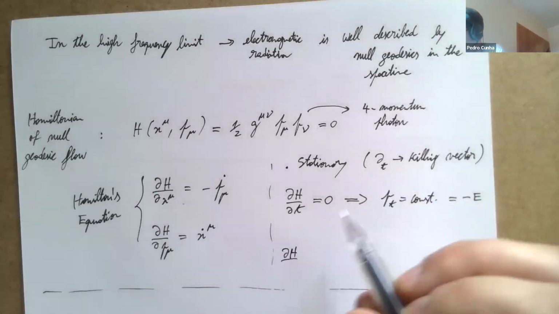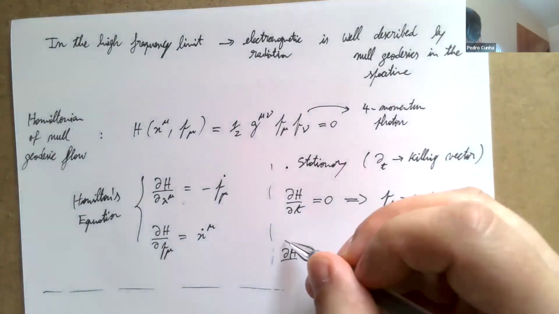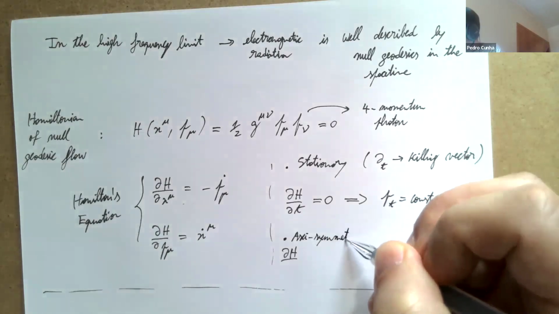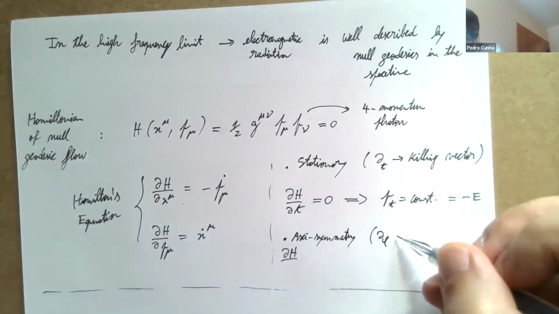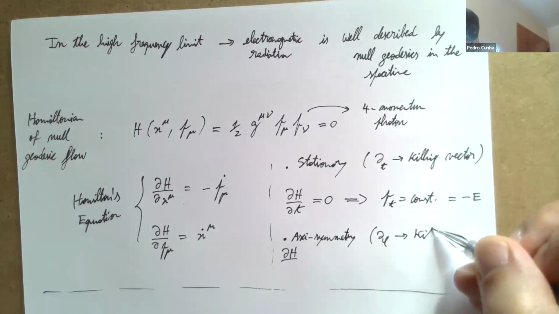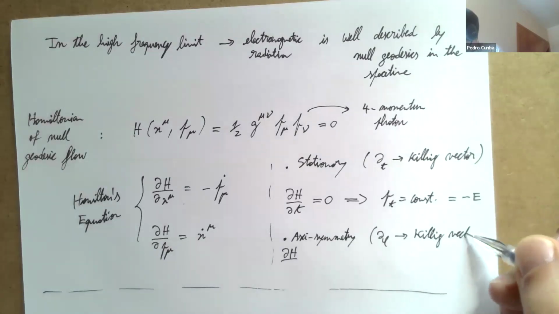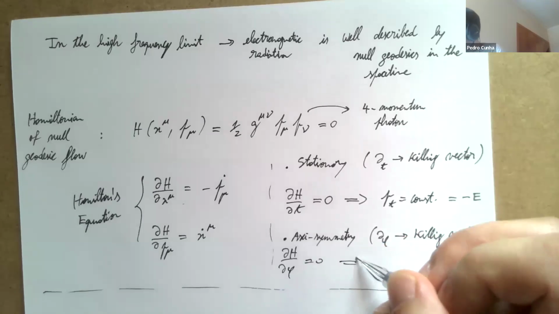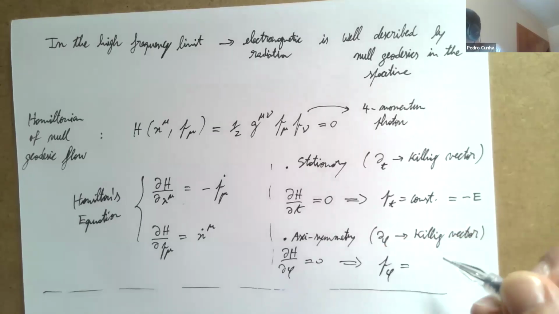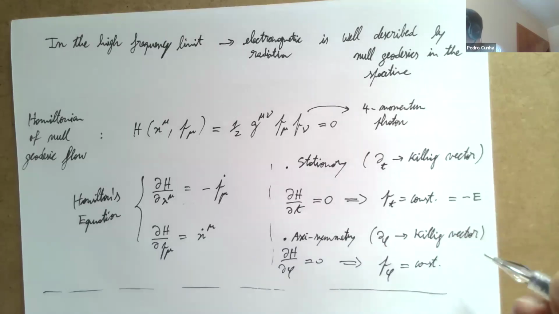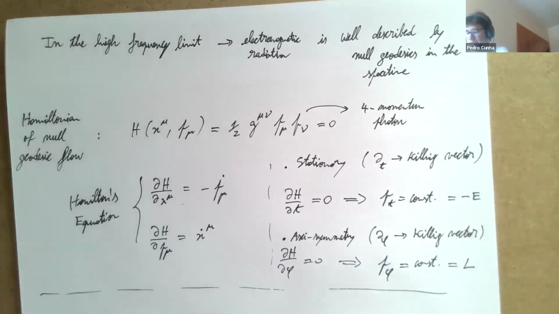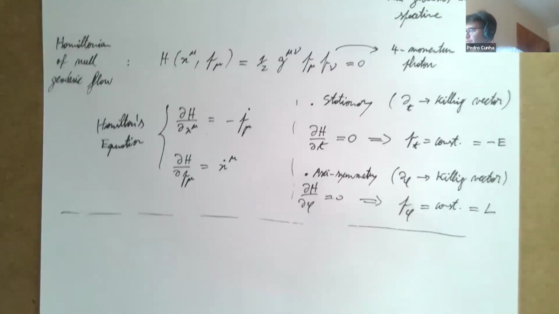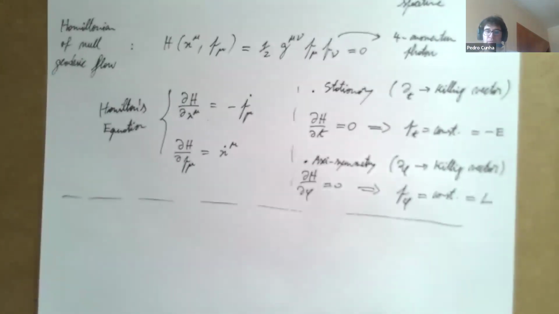Similarly, because of axisymmetry, this is valid for Kerr, but not only, partial phi is also a Killing vector. So dH/d phi is zero, and likewise, this implies that p_phi is a constant of geodesic motion. Let's call that L. This will be the axial angular momentum of the photon.